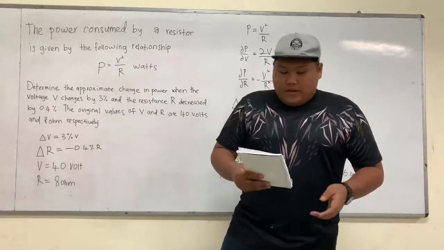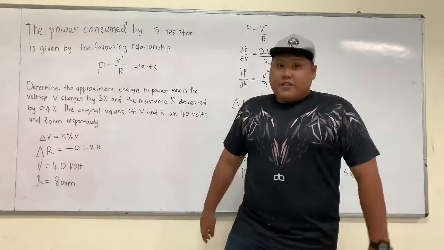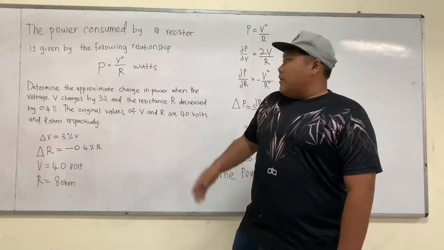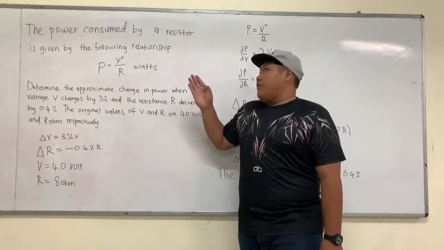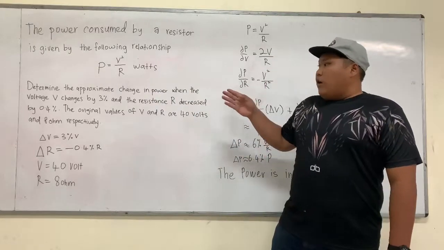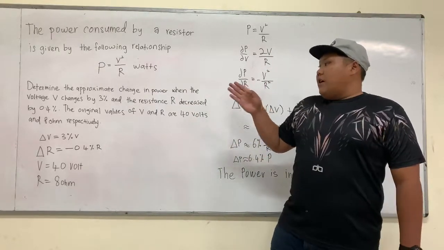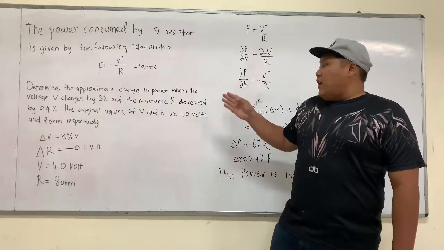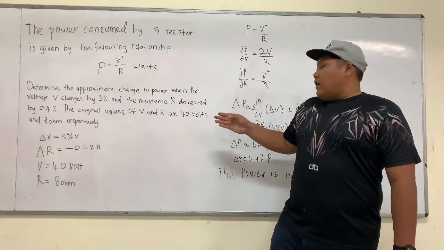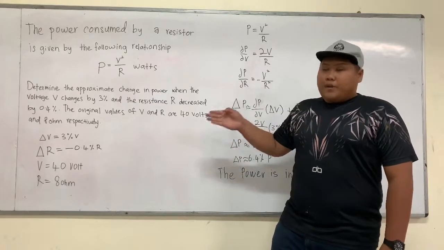Today I would like to present the question about applied change in engineering application. So the question is the power consumed by a resistor is given by the following relationship, which is P is equal to V squared over R. The question is determine the approximate change in power when the voltage V changed by 3% and the resistor R decreased by 0.4%. The original values of V and R are 40 volt and 8 ohm respectively.